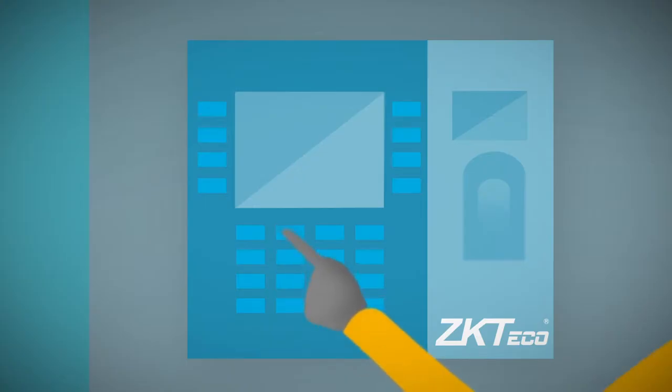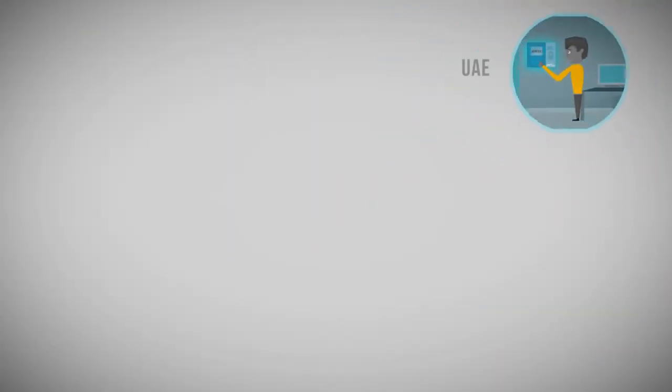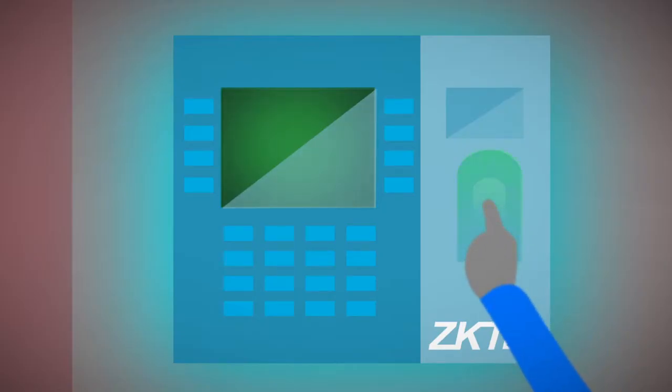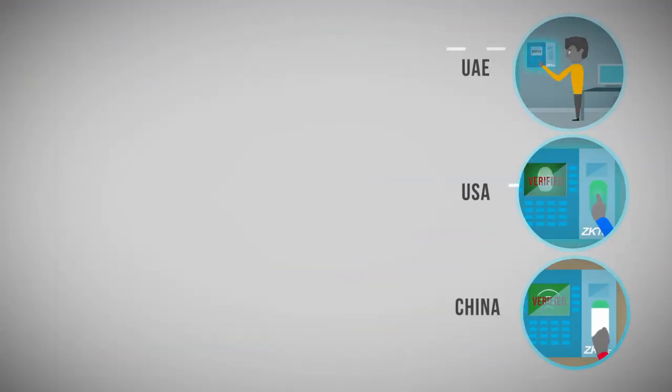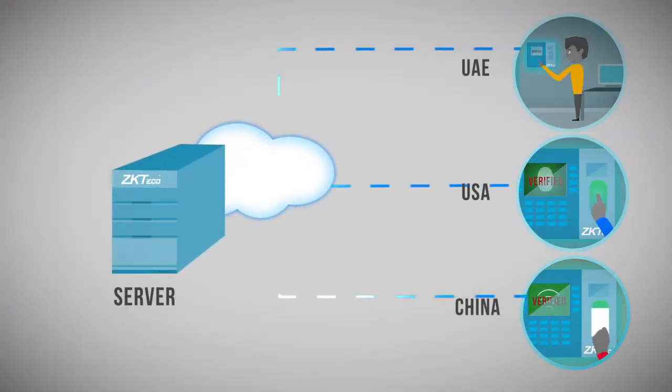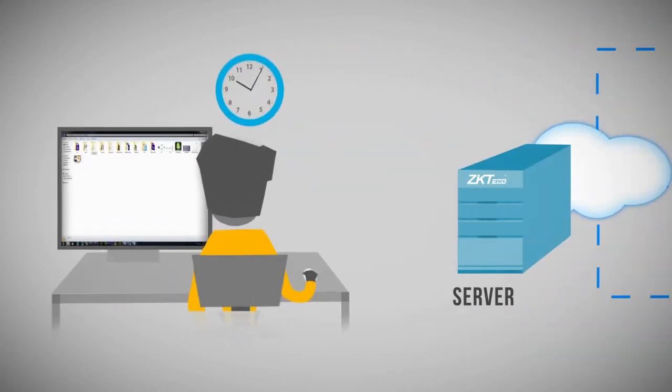Even if you have multiple branches in different locations, ZKTime and WDMS application can send and receive information via internet with easy configurations. You can manage your global employees from a centralized location and generate attendance reports.